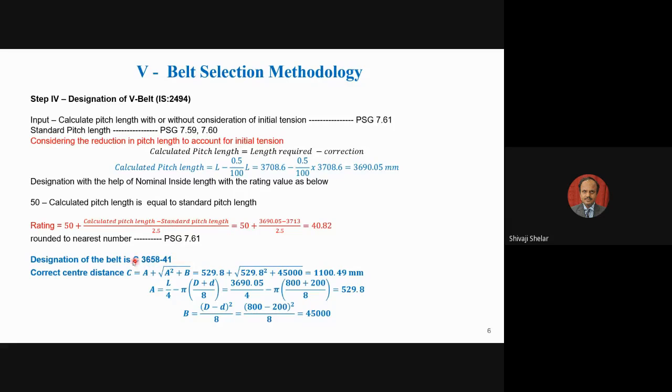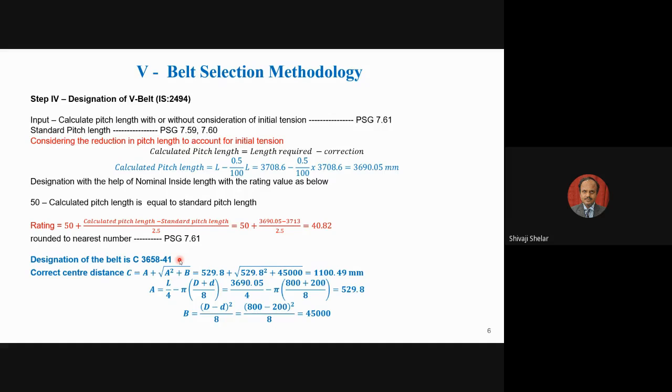So this is printed on the belt top surface. Please remember this grade is always printed on the top surface of the belt. So when you buy a belt from the market, you have to see what is the grade mentioned on the top surface of the belt.